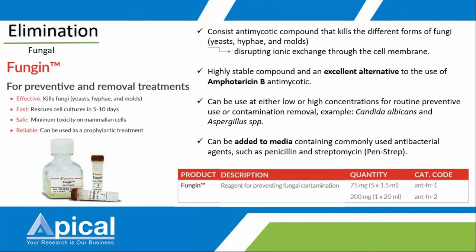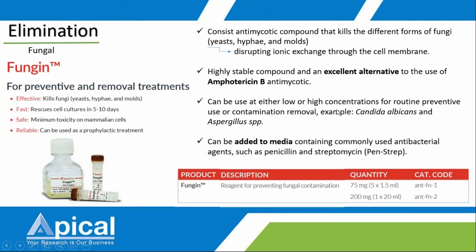Now, how are we going to eliminate it is by using Fungin. Fungin can be used for yeast, hyphae and molds, and it can rescue the particular cell culture within 5 to 10 days. It is also considered quite safe because it has very minimum toxicity towards mammalian cells. You can also use this as a prophylactic treatment. This Fungin is an excellent alternative to amphotericin B antimycotic.